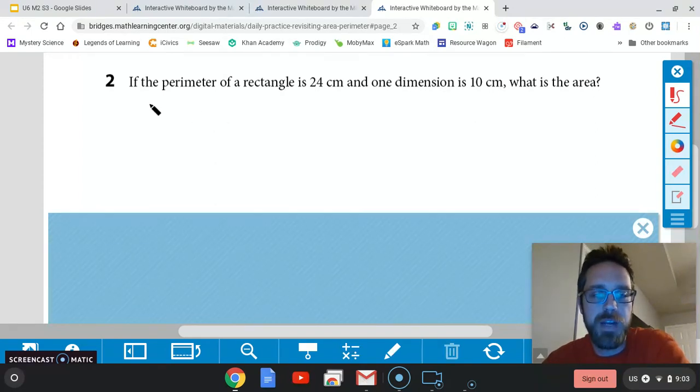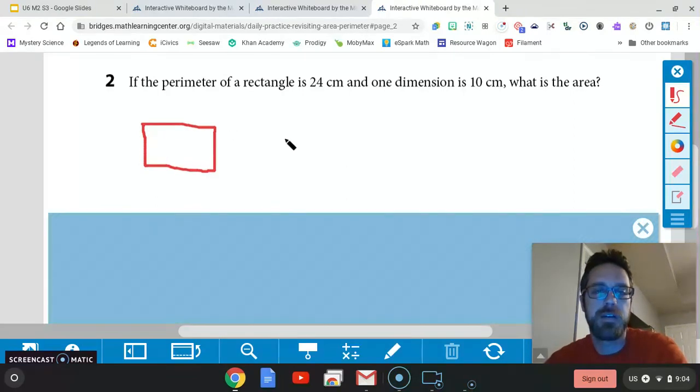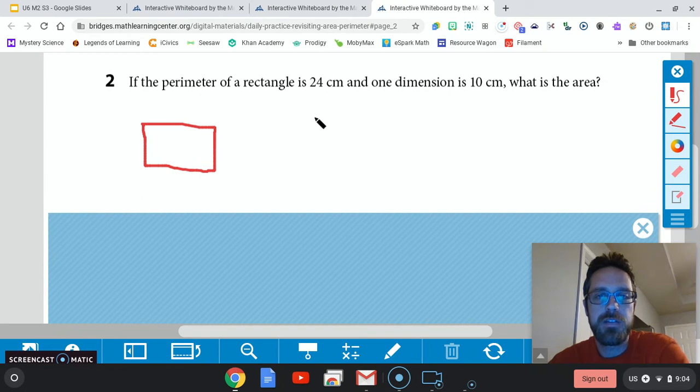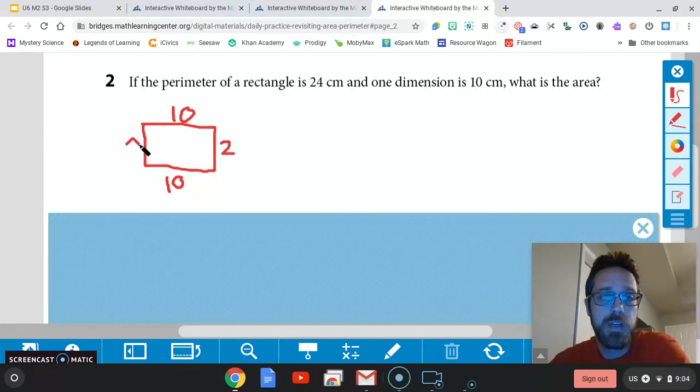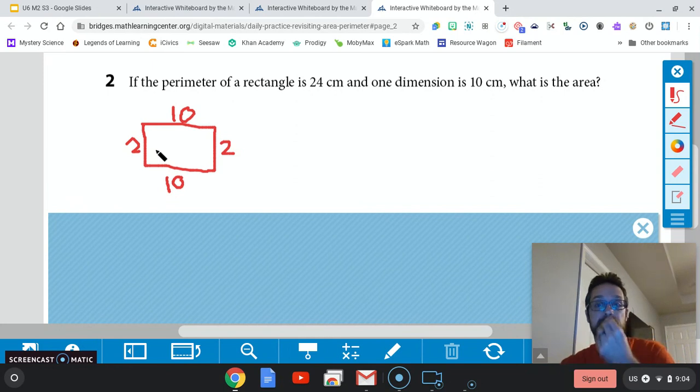The perimeter of a rectangle. All right, I know we're talking about rectangles again. I'm drawing a rectangle. So the perimeter is 24 centimeters. So I know the whole perimeter is 24. One dimension is 10. So if I know it's 24, one is 10, this has to be 10. 10 and 10 is 20. So I have 4 left that I need to split equally between my two sides, which would be 2 and 2. Oh, so my other dimension is 2.